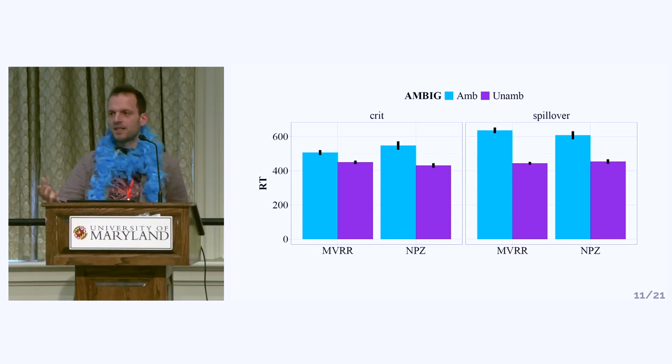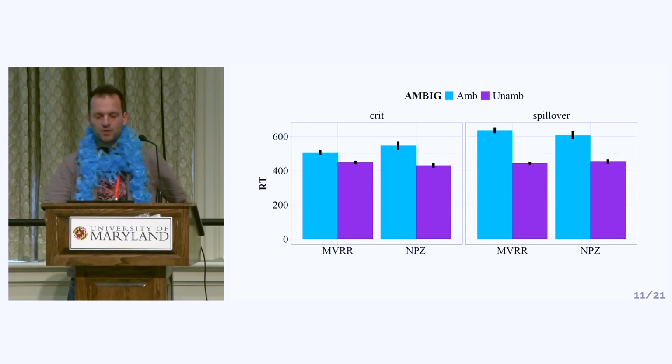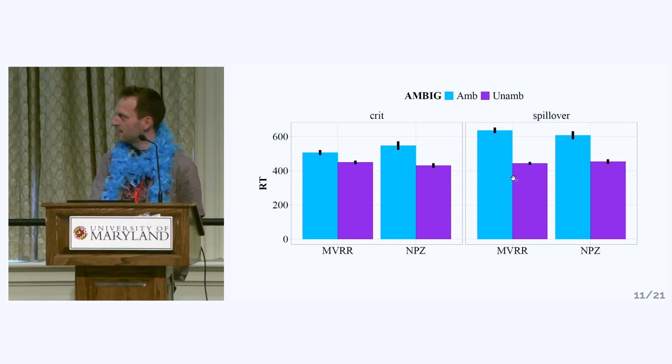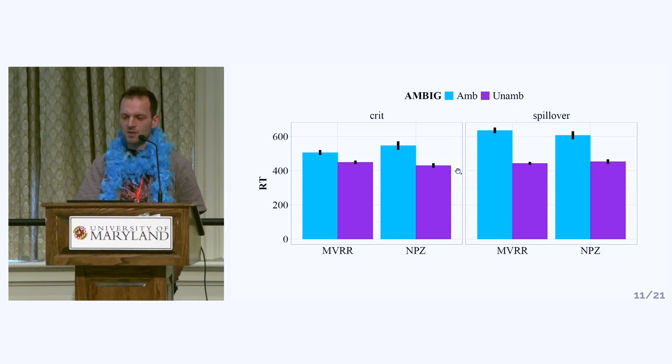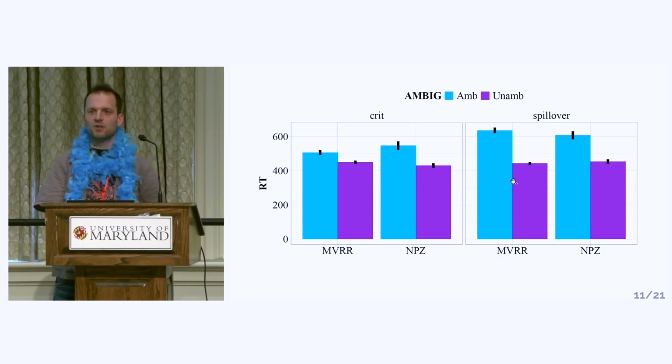This is what the data look like. If I just plot the means, we can see that the ambiguous condition is slower for the garden path condition across these two constructions, across the two regions of interest, critical and spillover. And the NPZ has more action going on in the critical region, and the RRC has a little bit more action going on in the spillover. Okay?